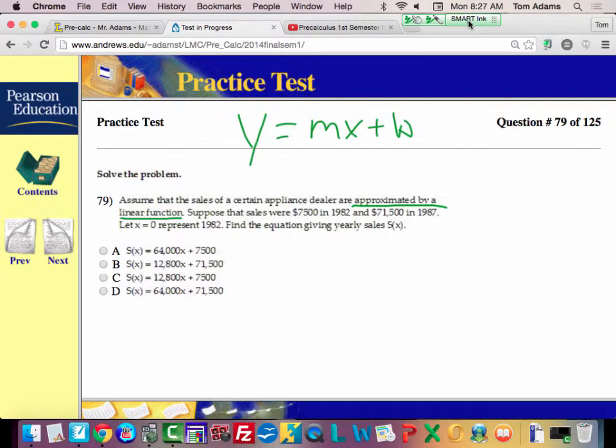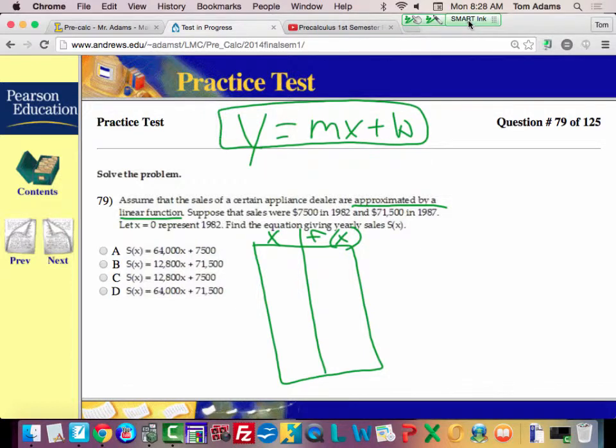So sales were 7,500 in 1982 and 71,500 in 1987. Well, that's a significant increase. Let x represent 0 at 1982. Okay, so here's what we have. We have x and f of x, and we basically have to write an equation of the line. So let's just find the equation given the yearly sales.